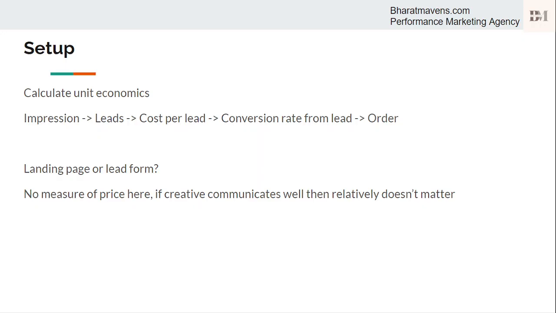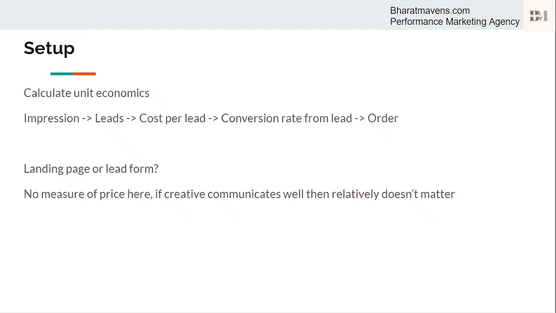The setup is usually to calculate the unit economics. This is before you start any campaigns. Calculate unit economics and understand what the CPM cost should be, how many leads you need per day, what the conversion rate on those leads is, and what the cost per lead should be. If cost per lead is calculated, what's the cost per order?